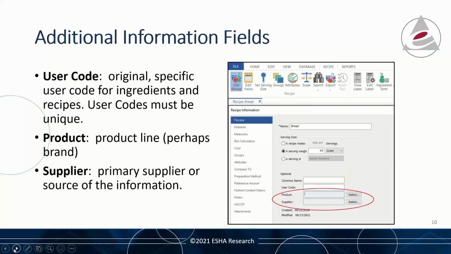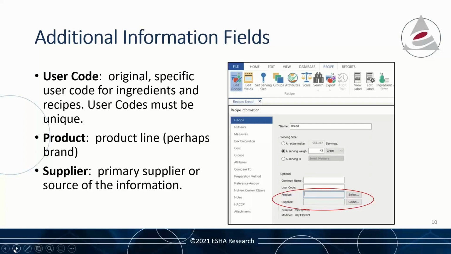I mentioned that there are several fields in Genesis to help you capture necessary naming information. Genesis also includes the user code field and the product and supplier fields that can be populated to help sort and search your records. The user code must be unique for all items, so whether that's ingredients or recipes, each user code must be unique when it's used, but it does provide you with a specific field to enter your coding system. And then the product and supplier fields are included in the software. These are populated already for ESHA database ingredients, so you will see that in use already.